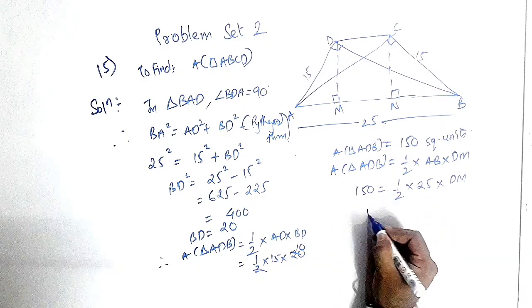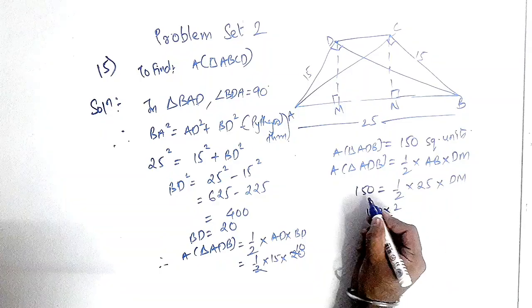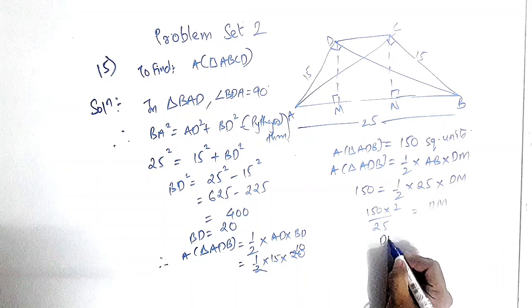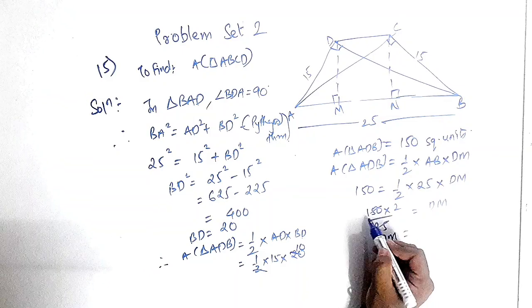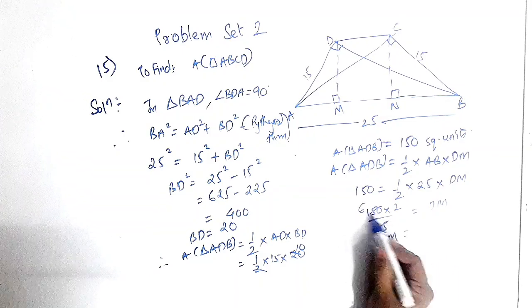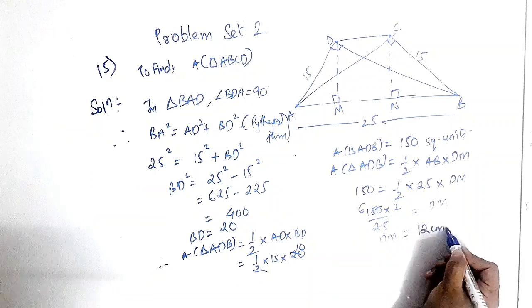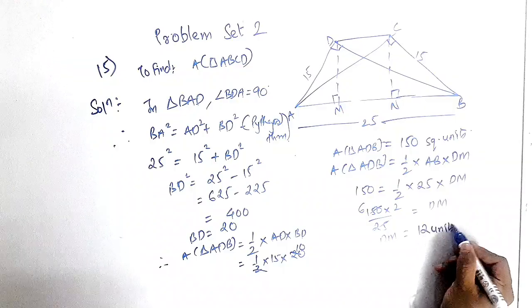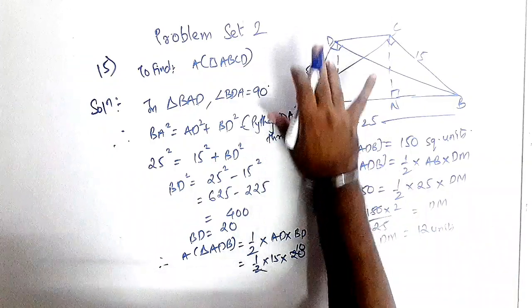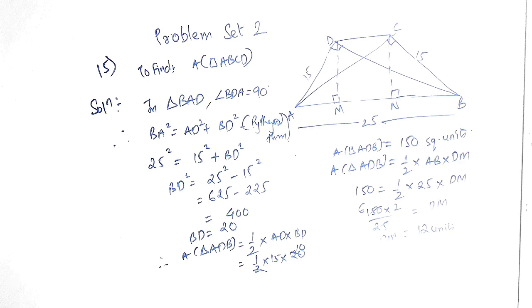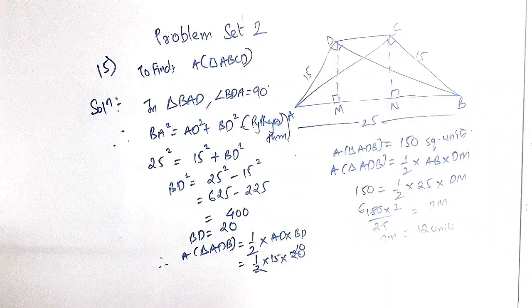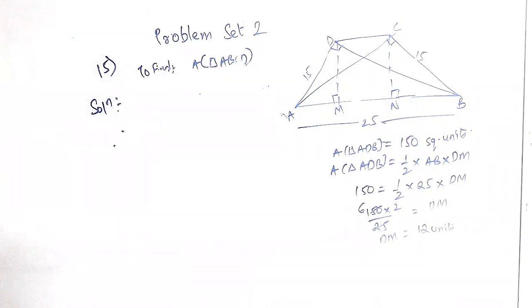I'll send this 150 into 2 here. 2 will come above, 25 will go below, equals DM. DM is equal to 25 sixes are 150, so 6 into 2. DM is equal to 12 units. Okay, now we got DM, means we got the height. Okay, but one thing we are yet to find. What is that? We are yet to find DC.